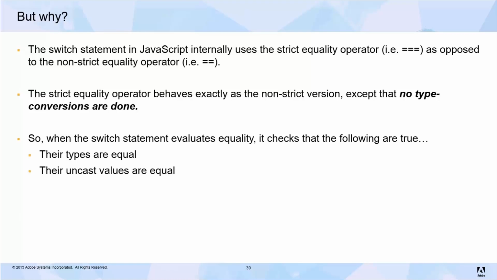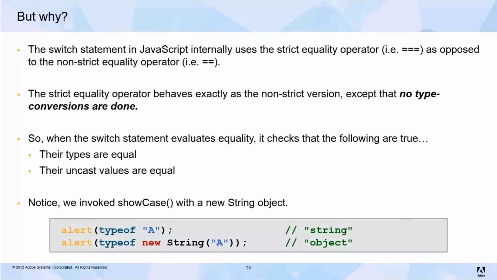Oh, there we go. Most of you probably noticed that we invoke showCase with a new string object as opposed to a string literal. What does that mean? Well, this is what it means. The type of a string literal is string, but the type of a new string object is an object.